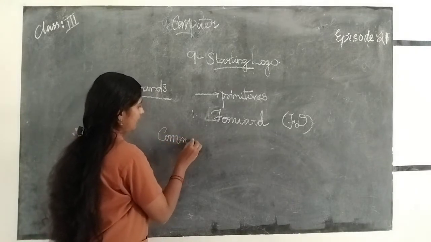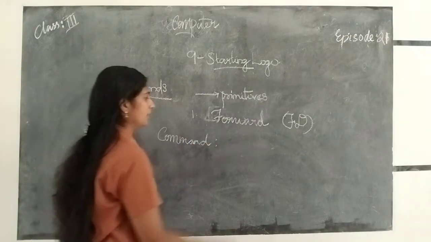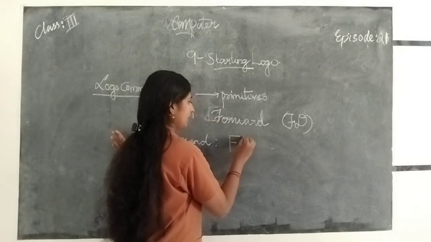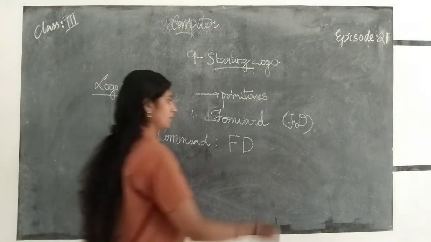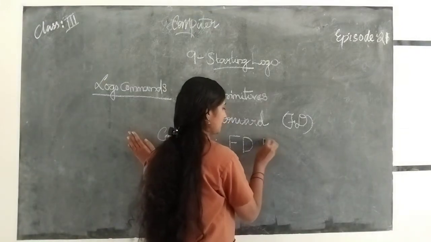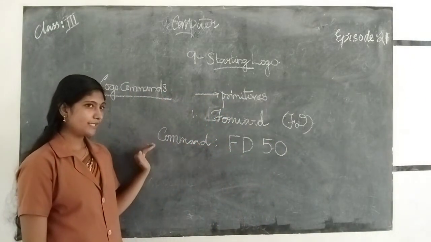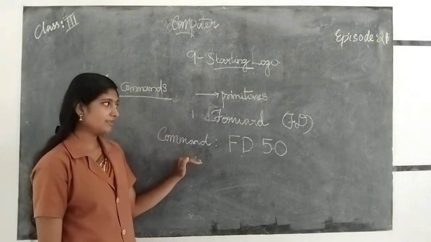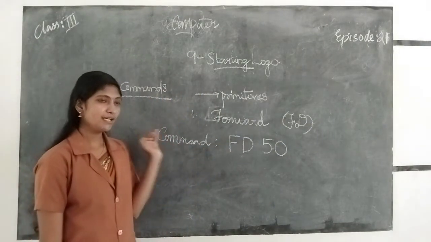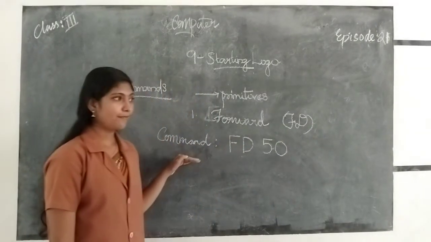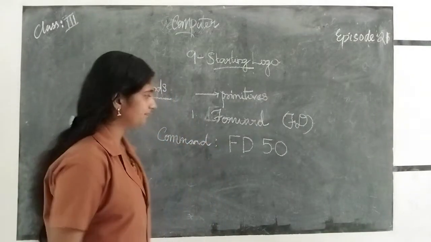The syntax of the command is FD, then write the required number of steps. Example, FD 50. Forward means move the turtle in the forward direction by the required number of steps. Example, FD number of steps. So here, FD 50.